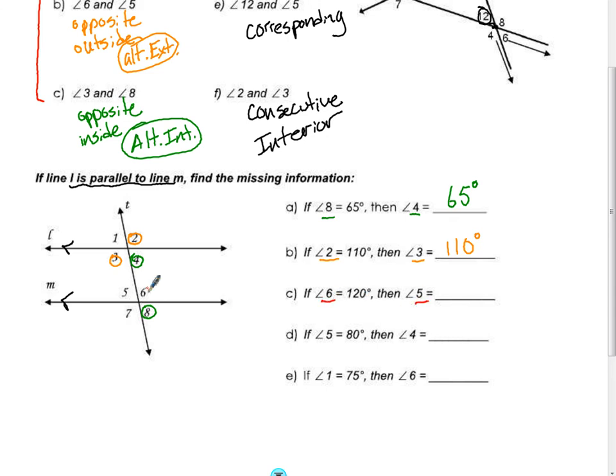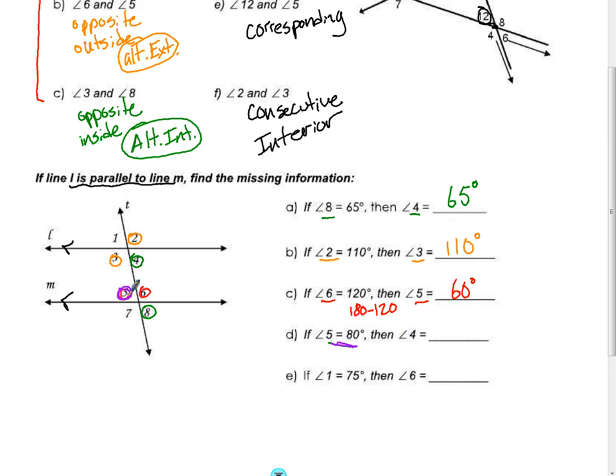So, 6 and 5, they're going to form a linear pair. So if 6 is 120, that means 5 is going to be the supplement, meaning I can take away 120 from 180, and that's going to give me an angle of 60 degrees for angle 5. If angle 5, here in this example, let's use purple, if angle 5 is 80, and angle 4 is the alternate interior, that means they're going to be congruent to each other when they have parallel lines that they share.